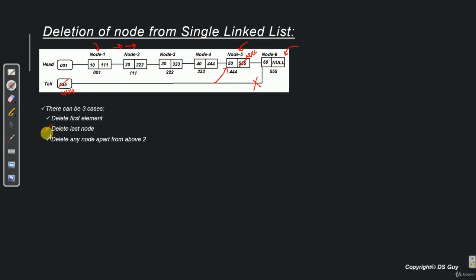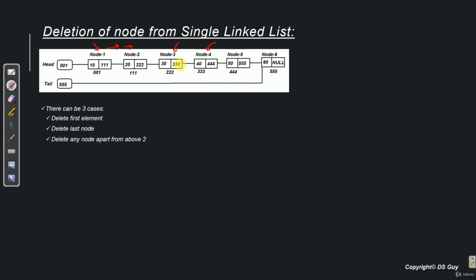Now let's see the third case, which is delete any node in the middle of the list. Let's say we want to delete node number 4. Now how do we do that? The idea is very simple. We have to run a loop from the first node and keep traversing towards the right until we reach the node which is immediately before the node that we want to delete. Right now we want to delete node 4, so we'll stop our loop at the previous node, that is node 3.